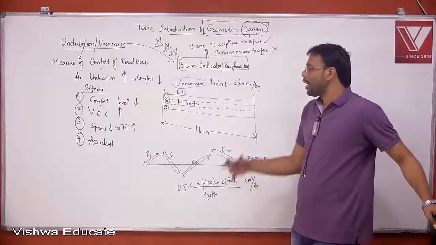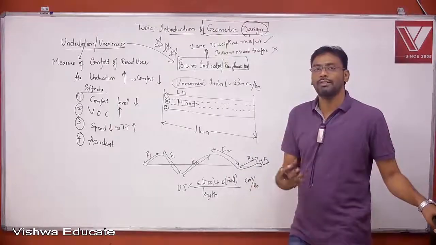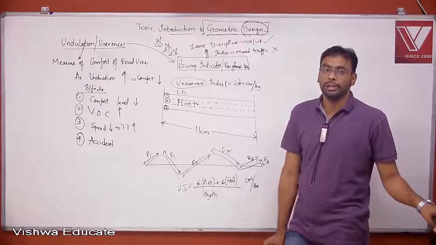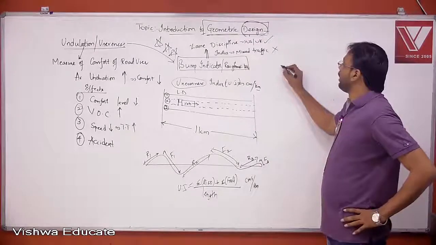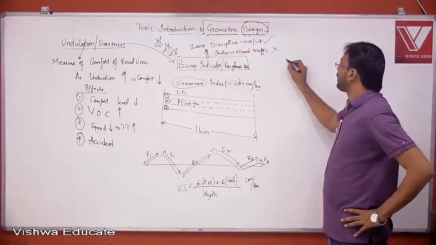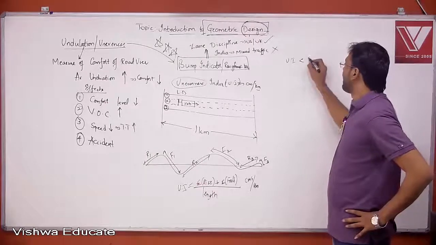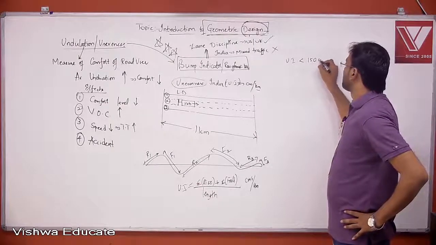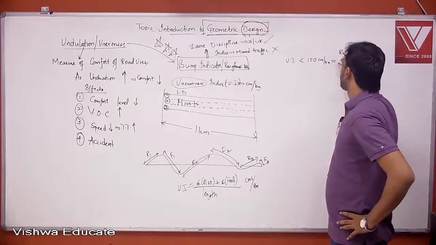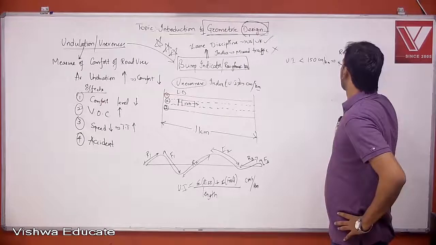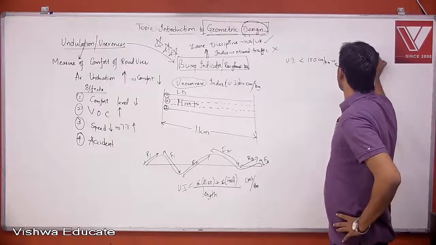Now once you get this unevenness index, you can say whether your road is operating well or not. So for example, if the unevenness index is less than 150 centimeters per kilometer, that means your road condition is good.